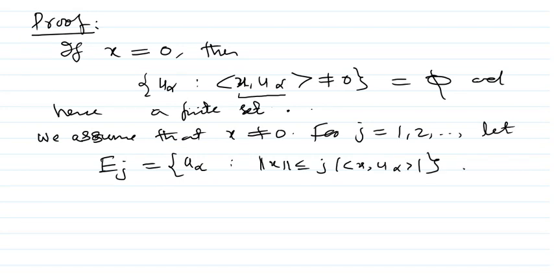Now let's fix j. Fix any j, say j equal to 1, 2, 3, any j you can fix. And suppose for any fixed j, E_j contains say m elements.